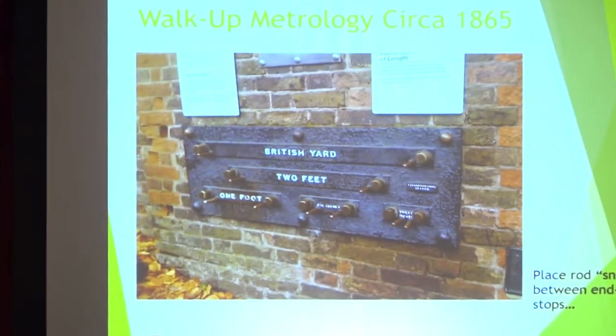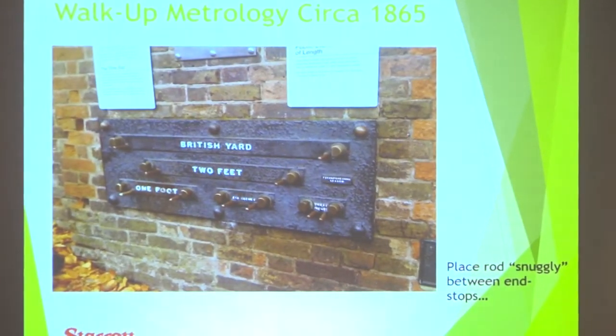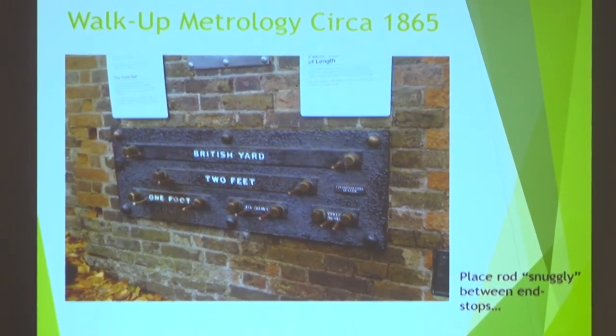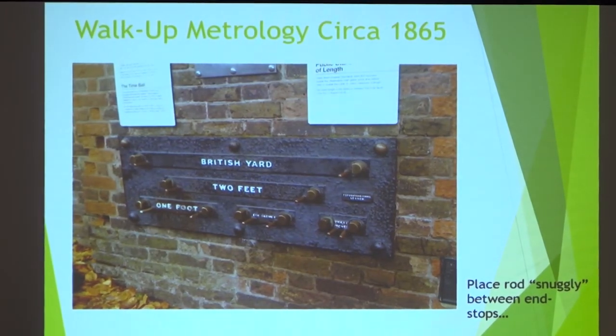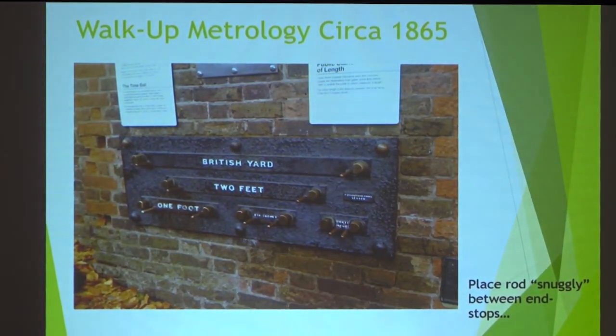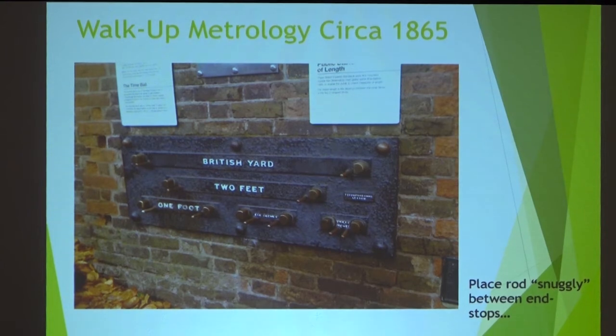And for years we've been trying to understand, what does snugly mean? It's open to interpretation, right? It's very, very rough. But at least it was something. We had a gauge. We had a way of identifying the length of something and what it was. And we kept getting more precise over the years.